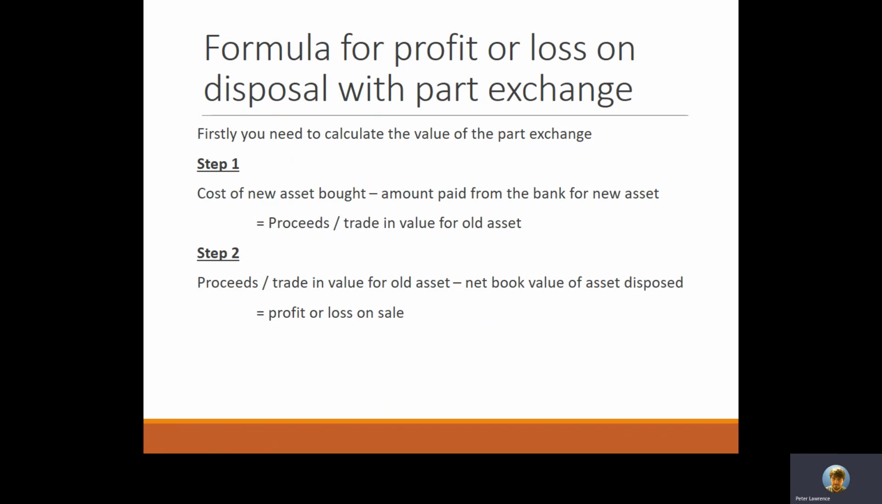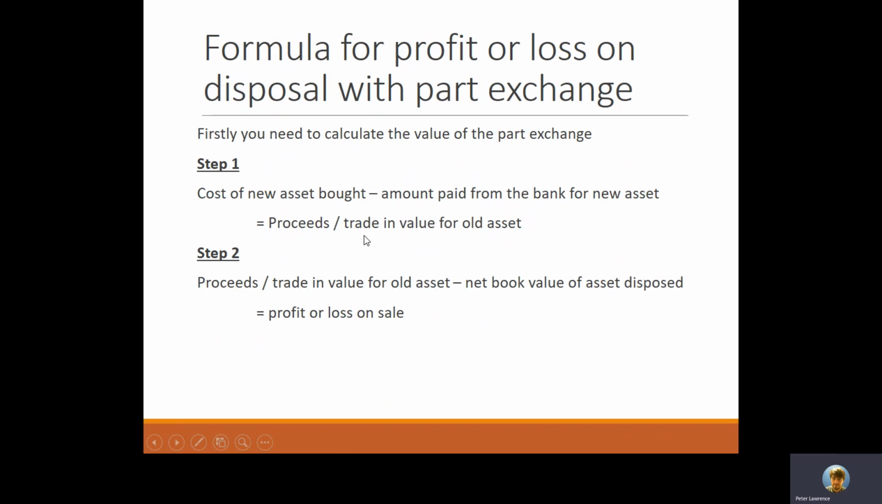Okay, so we're going to work out this proceeds. In order to work out the value of the part exchange, you take the cost of the new asset bought minus the amount paid from the bank for the new asset, and that will give you your trading value. So if your new asset is worth £100,000, but you only pay £80,000, then they are giving you £20,000 as the trading value for your old asset.